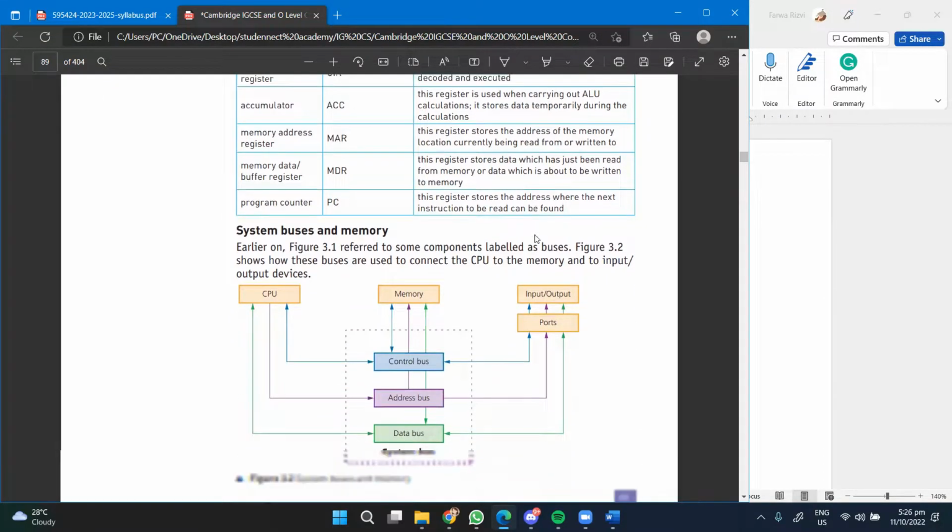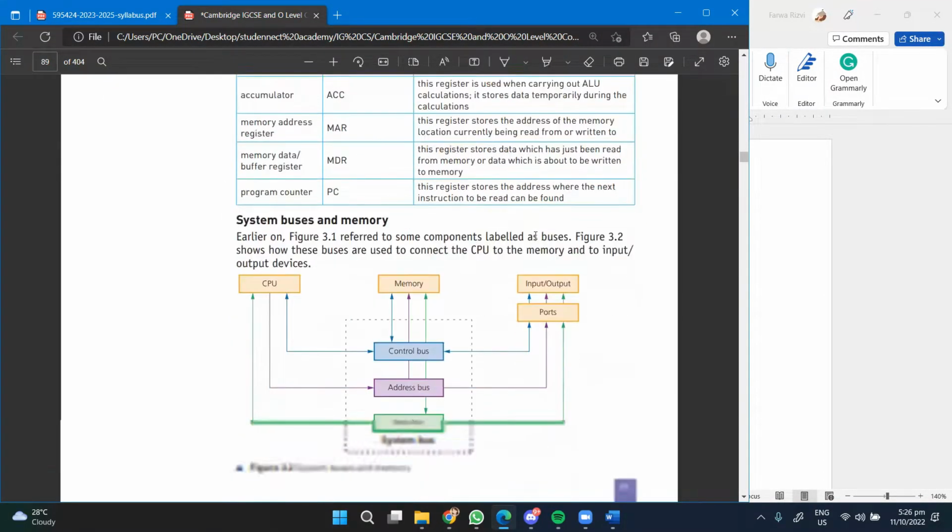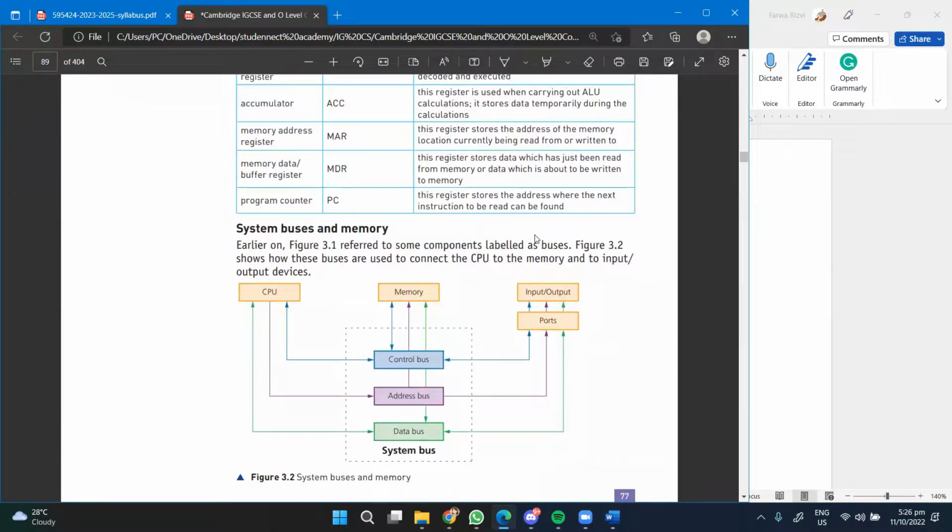So the next thing we're going to see is the buses, the control bus, the address bus, and the data bus. This figure shows how the data flow is being considered. You can see that the control bus is pointed to and from literally everything: from the CPU and to the CPU, from memory and to memory, and from the ports and to the ports, and the ports are automatically connected to the input and output devices.